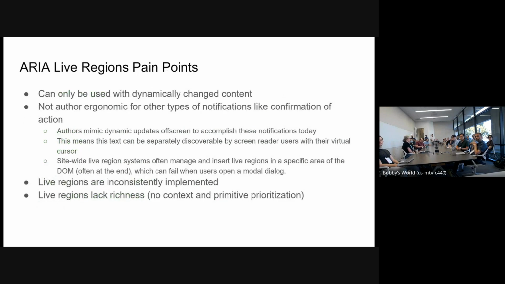Although live regions are capable of providing AT users with more information, there are some pain points that come along with this API. For starters, it only works with dynamically changing content. So if an author wants to provide notifications in other scenarios, such as confirmation of action, they resort today to mimicking dynamically changing content through off-screen nodes. This means that text can be separately discoverable by screen reader users with their visual cursor. This mechanism can also fail when a user enters a modal dialogue.